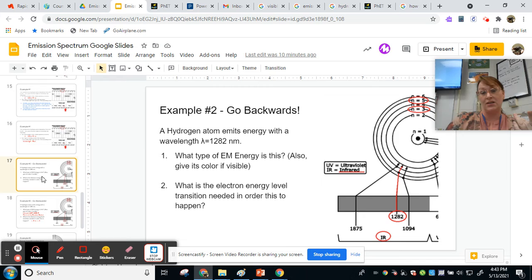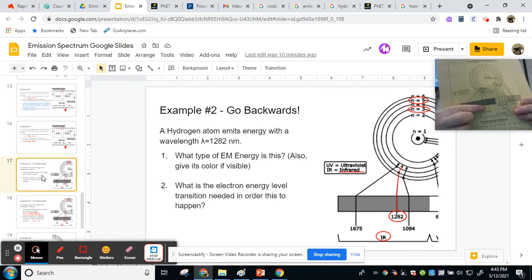Let's go backwards this time. So what if I know the wavelength and I want to figure out what the energy level transitions would be? So they're giving me a wavelength of 1282. So let me find 1282. Right here it is, 1282. And I can see if I look down here, IR. IR means infrared. So right there, I know I won't be able to see that light. It's outside of the visible range. Okay, but here is its wavelength.